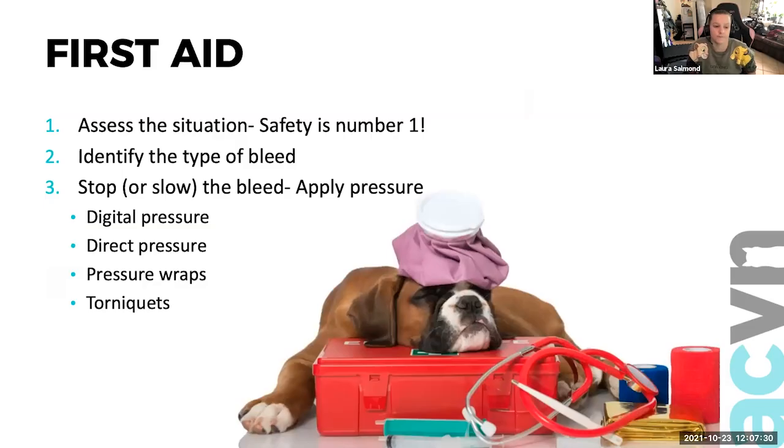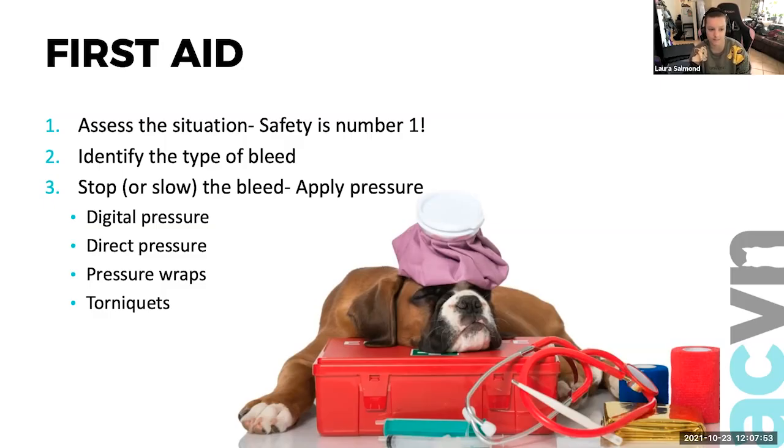All right, so first aid for a hemorrhage. In this kind of situation, say you are at the park and you've seen a dog, it's run over something sharp and it is now bleeding from its leg. So we are going to assess the situation. Can we get to the patient safely and can we handle the patient safely?